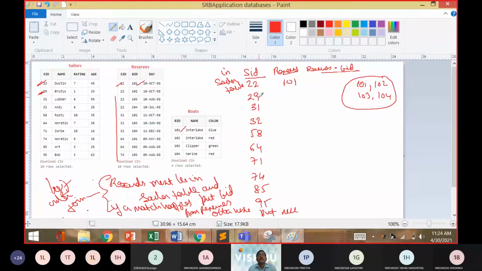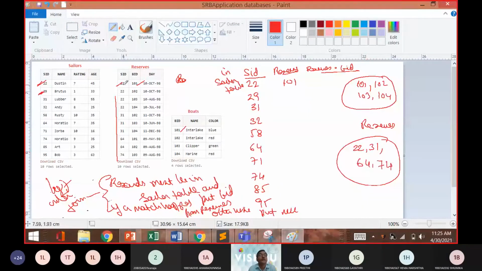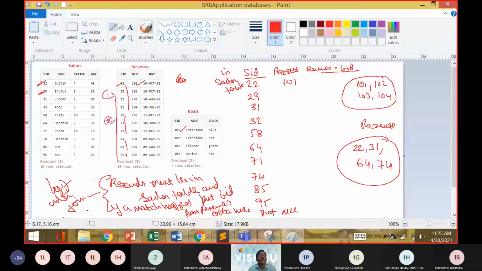29, is he in reserves? No. So I'm going to say reserves. In this reserve set, I have 22, 31, 64, and 74. Only these unique, right? So all these are 22, 31, 64, and 74. So we have only 4 entities: 1, 2, 3, and 4. Is 22 having the reserves? Yeah. 29, is he in the set? Answer is no. So you put null values.